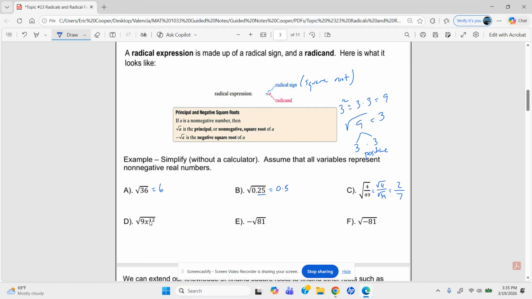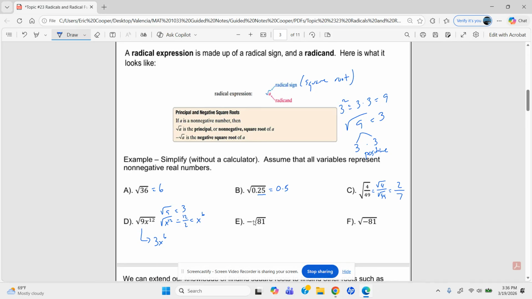The square root of 9x to the 12th. Again, that's the square root of 9 and the square root of x to the 12th. The square root of 9 is 3. And when I take the square root of x to the 12th, I'm literally just dividing the exponent 12 by 2, and I'm getting x to the 6. So the square root of 9x to the 12th is simply 3x to the 6.